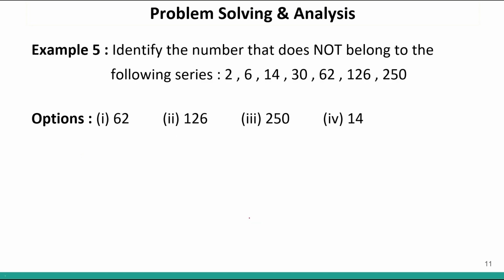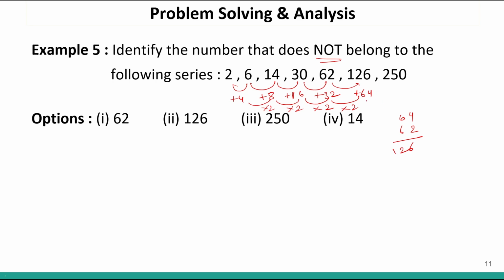Okay. Now, identify the number that does not belong. So odd one out number. Over here, 2 then 6, addition of 4. 6 then 14, addition of how much? Addition of 8. 14 plus 30, addition of how much? Addition of 16. Here 32. So this is into 2, into 2, into 2. So if I multiply 32 into 2, I'll get 64. So 62, 126. So 64, if I add in 62, I'll get 126.